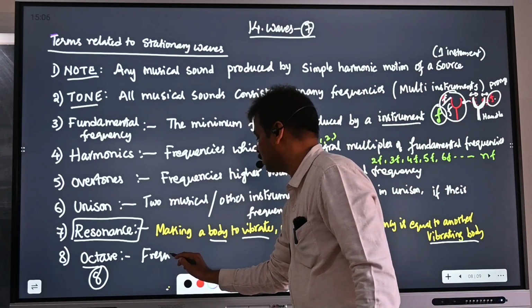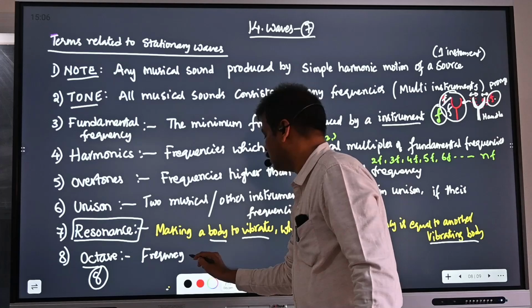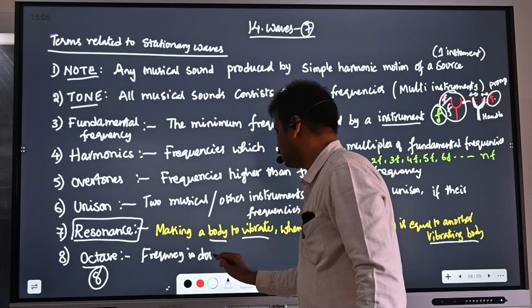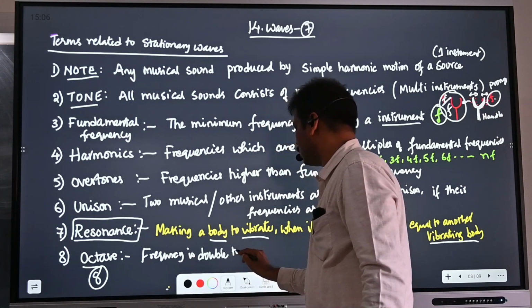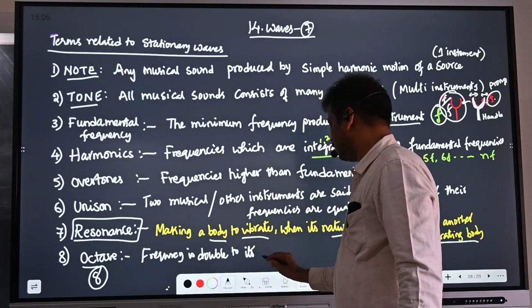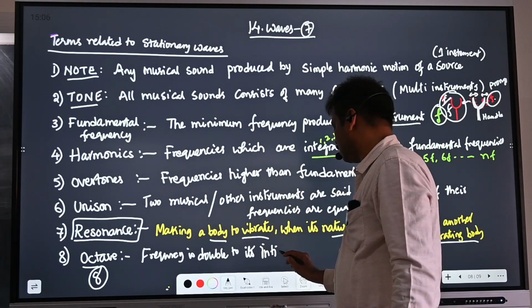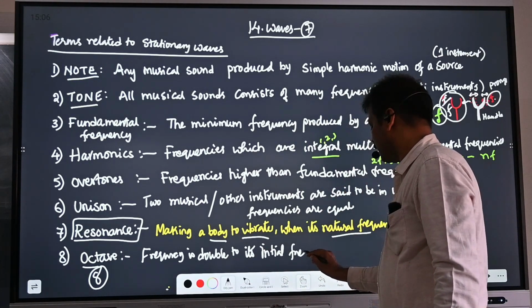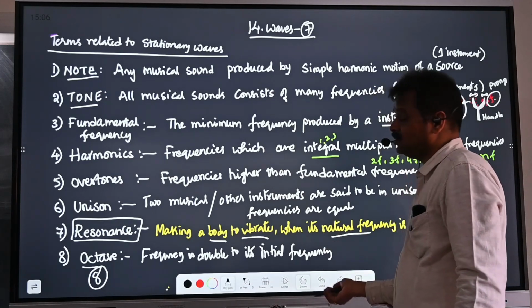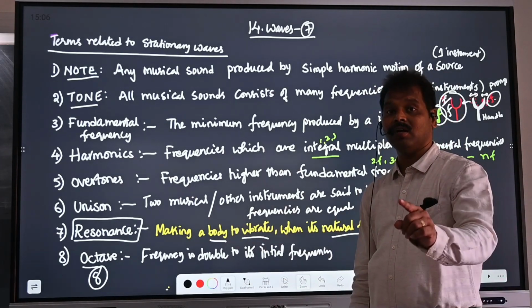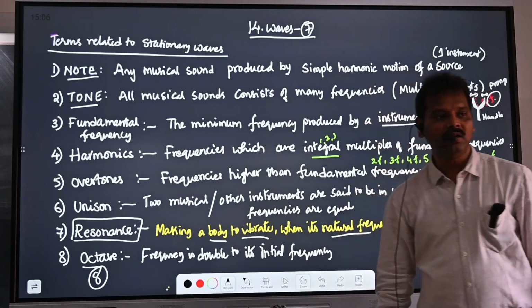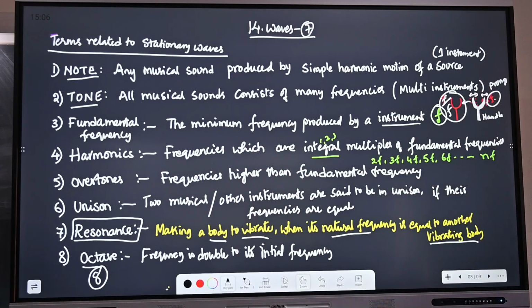Frequency is double to its initial value, initial frequency. If the frequency of one body is doubled, then it is called octave. What is that? Octave.